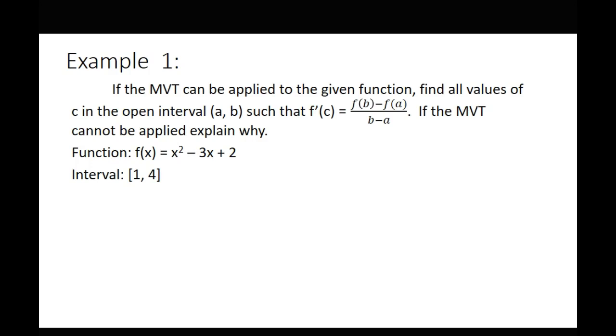All right. If the MVT can be applied to the given function, notice it says if, find all the values of c in the interval such that what we just talked about is true, that the instantaneous rate of change is equal to the average. So we want to know where the instantaneous rate of change is exactly the same as the average.